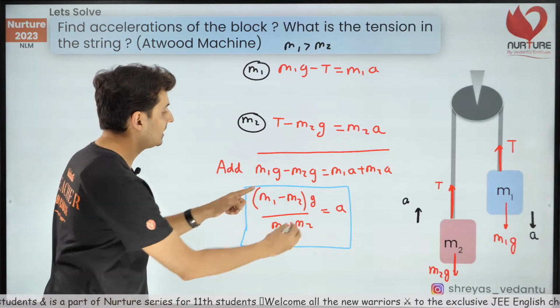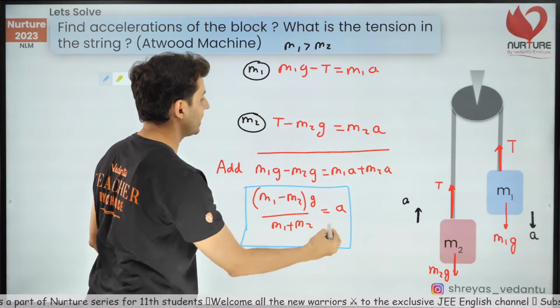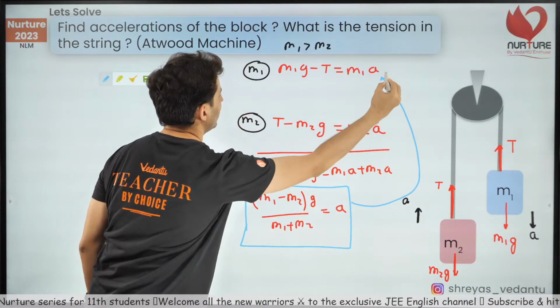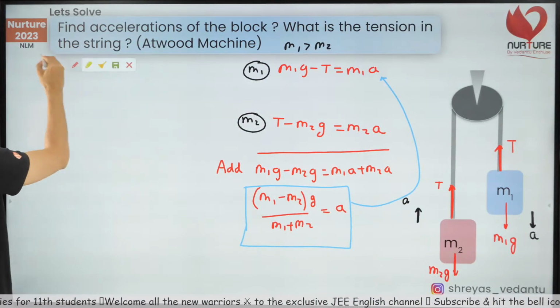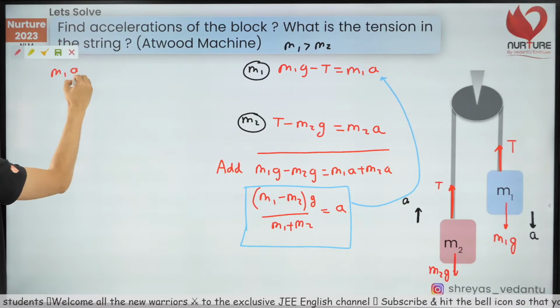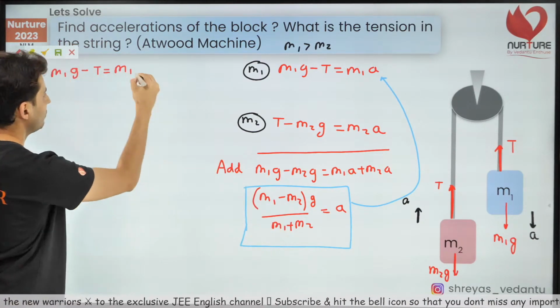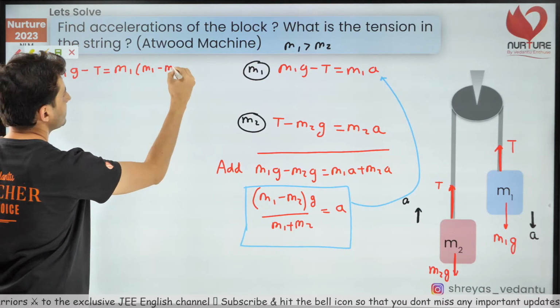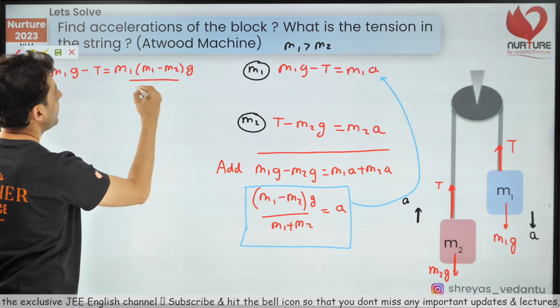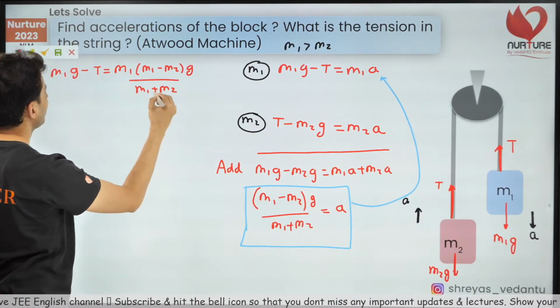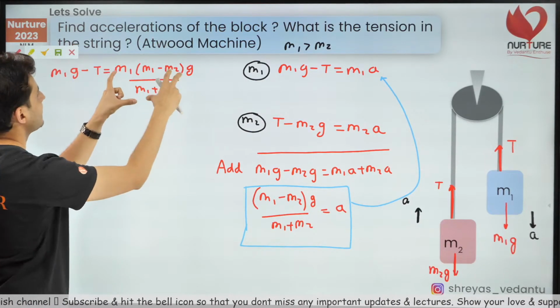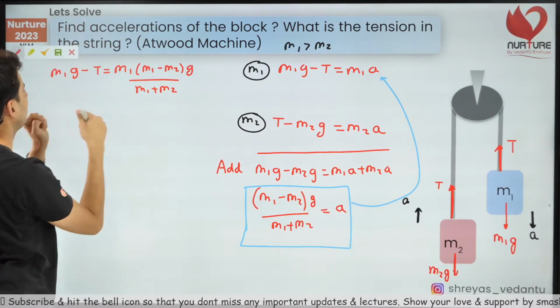Next up is finding the tension. How do you find the tension? Take this acceleration and put it over here. Just take the acceleration and put it over here, you will get it. So this will become m1g minus t is equal to m1 into a, which is m1 minus m2 into g upon m1 plus m2. Okay, take this over here, take the tension on the right side.